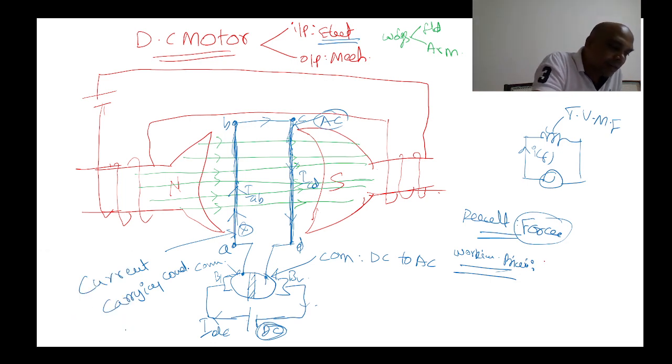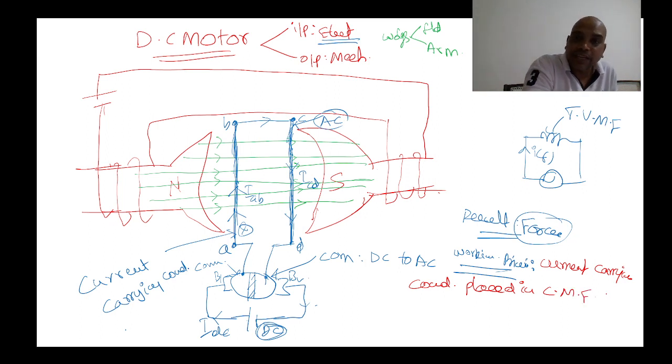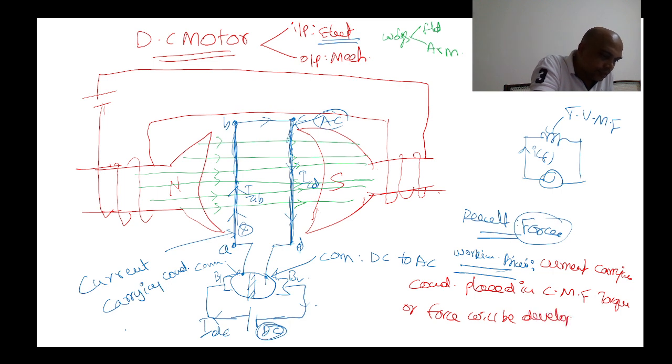Working principle is whenever a current carrying conductor is placed in a constant magnetic field, what happens? Torque or force will be developed. So how will you find out the direction of force? By using Fleming's left hand rule, you can find out the direction of force.